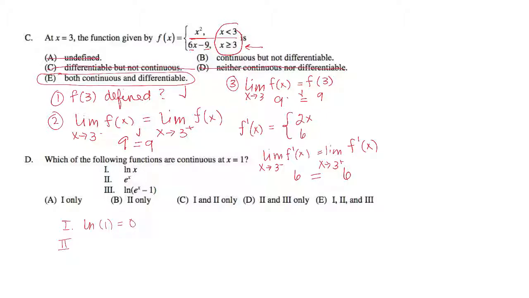For the second one, e to the first is just e. And then for the third one, we have the natural log of e to the x minus 1. And so x is 1, so e minus 1, that's also going to be a defined value. So for all of those, it looks like we are going to have for sure values at 1. So our answer choice here is going to be E.